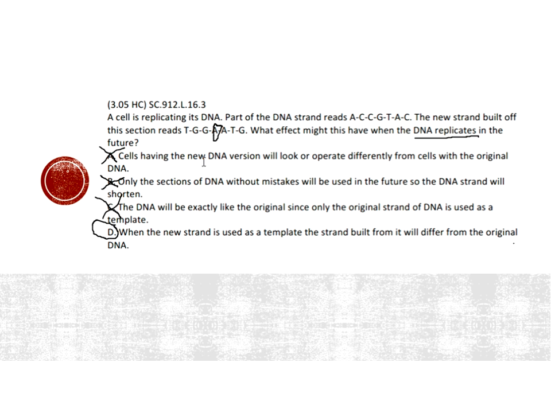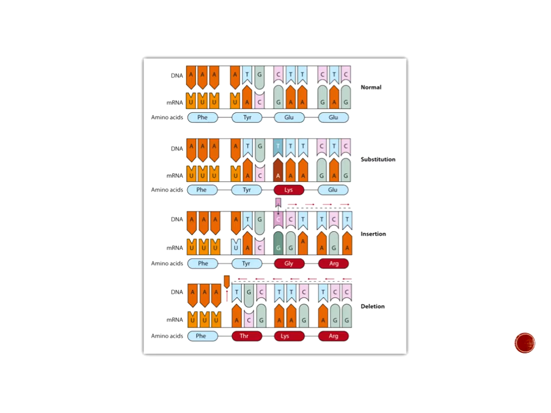When that new strand that has that mistake is used as a template to build another strand for another replication, it will differ from the original, and that will then pass that mistake on to the next cell and the next cell and the next cell. So let's take a look here at some different types of mutations that can occur because of those types of things.